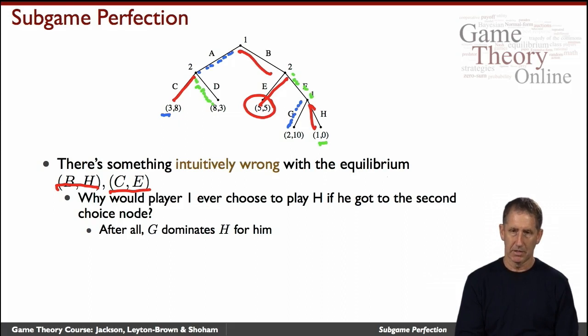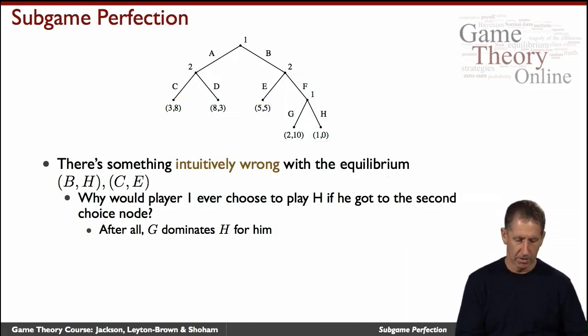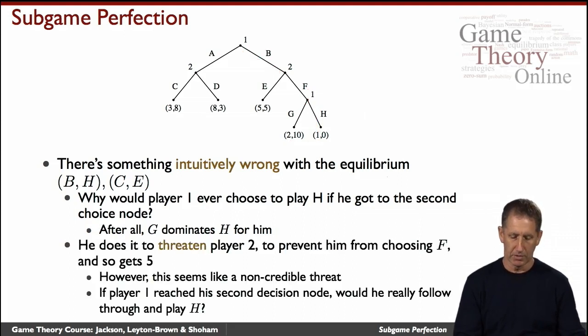But there's something a little disturbing about this equilibrium. Let's clear the slide so it's a little less messy, and again write down the strategy for player 1, going B, H. Let's focus on this node right there. Why would player 1 actually do H? Because G dominates it. In G they get a payoff of 2 rather than 1. So even though it did lead to a Nash equilibrium, there's something a little troubling about it.